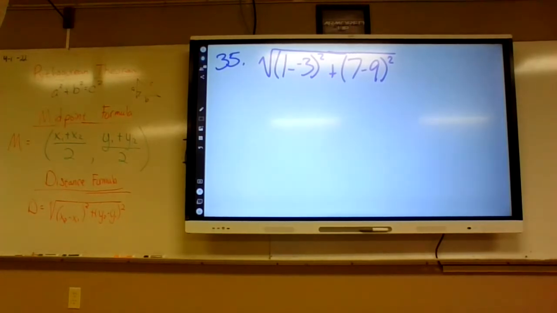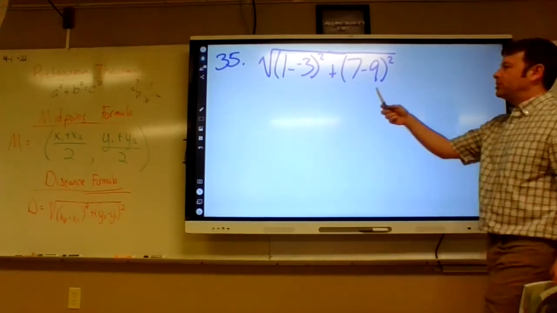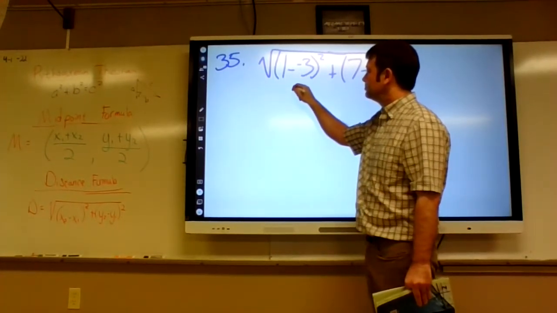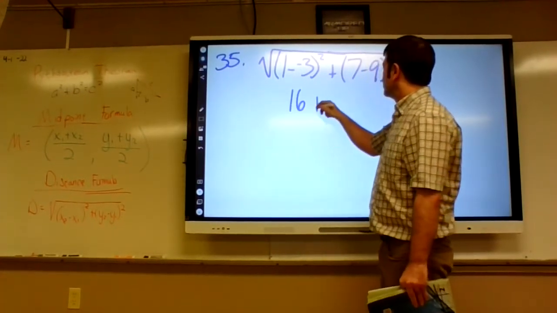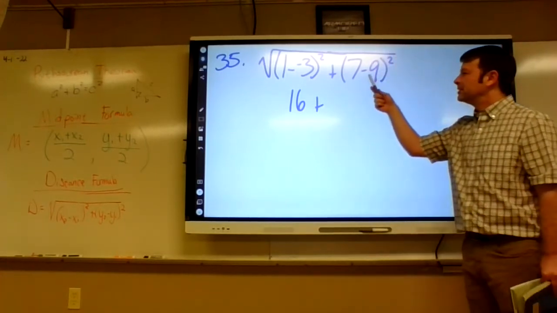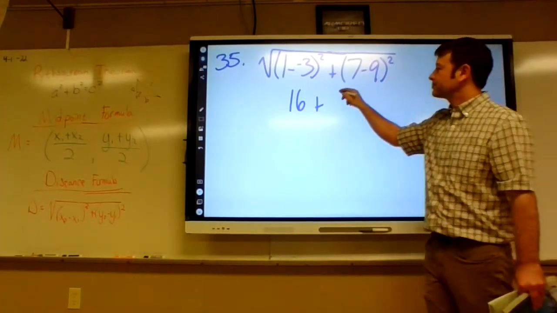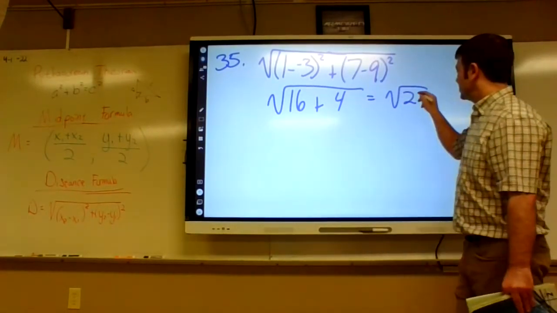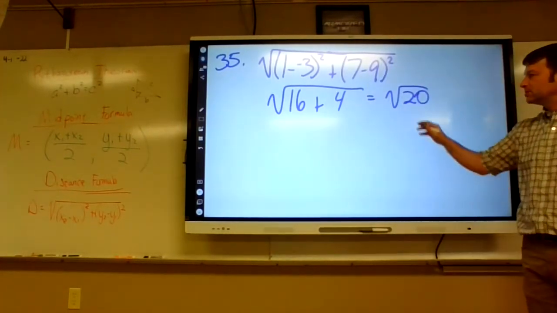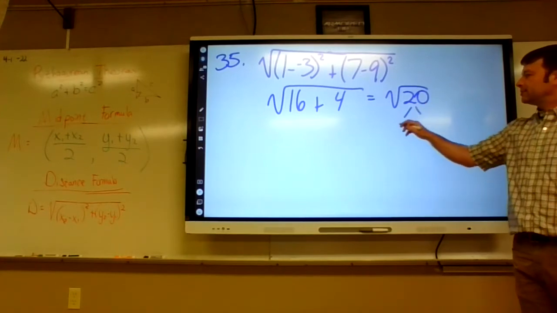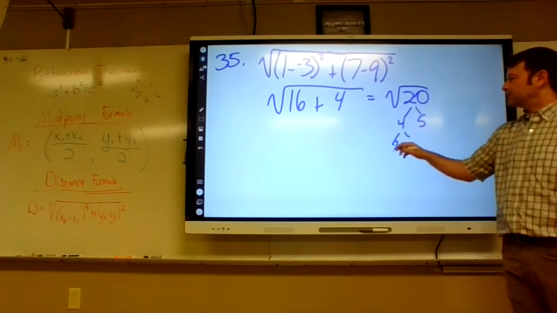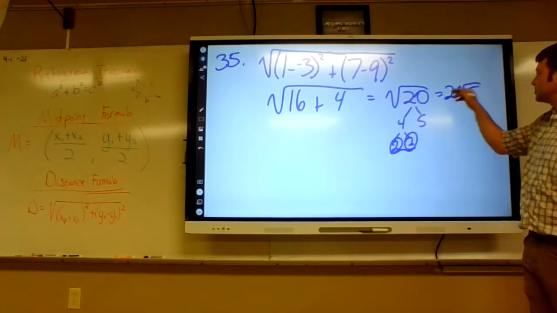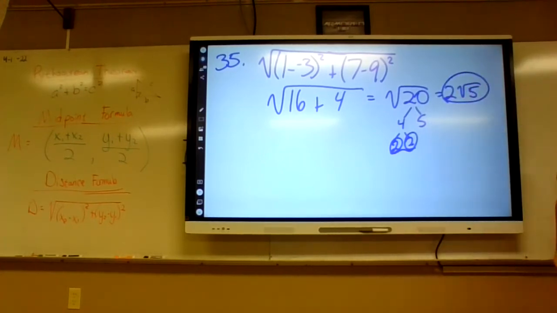You could just plug all that in your calculator right there, but what is 1 minus negative 3? 4. Squared, 16. 7 minus 9? Negative 2. Squared, 4. 16 plus 4 is 20, and guess what? You have to simplify. So it's 2 square root of 5. The whole thing is 2 square root of 5.